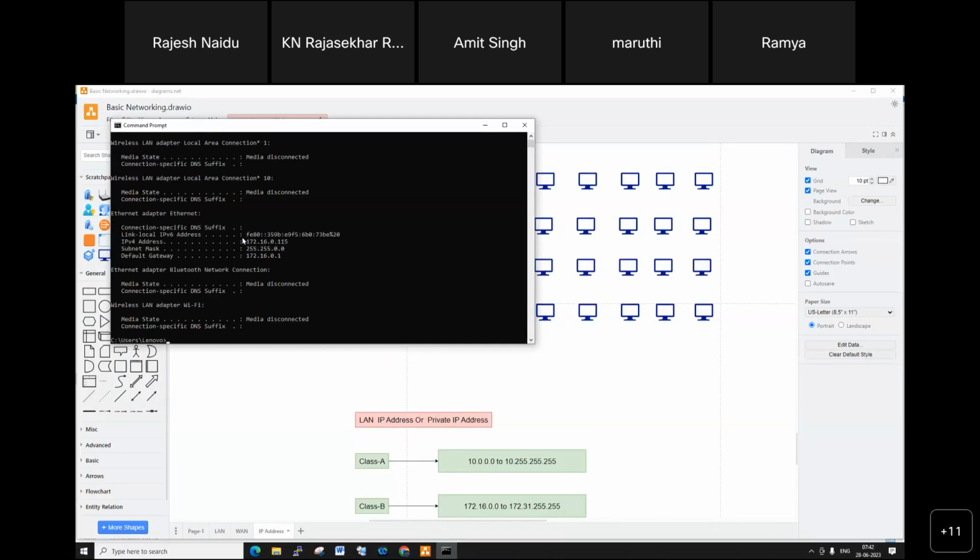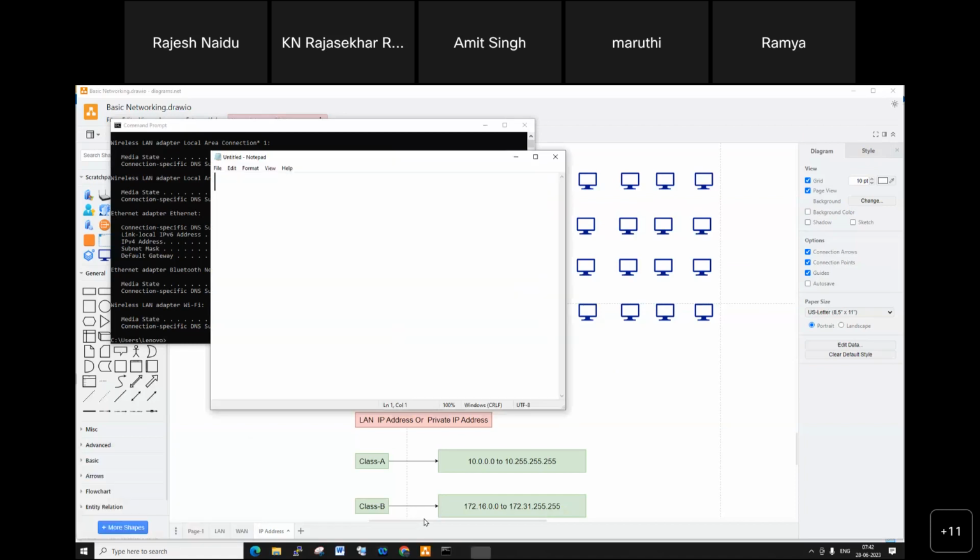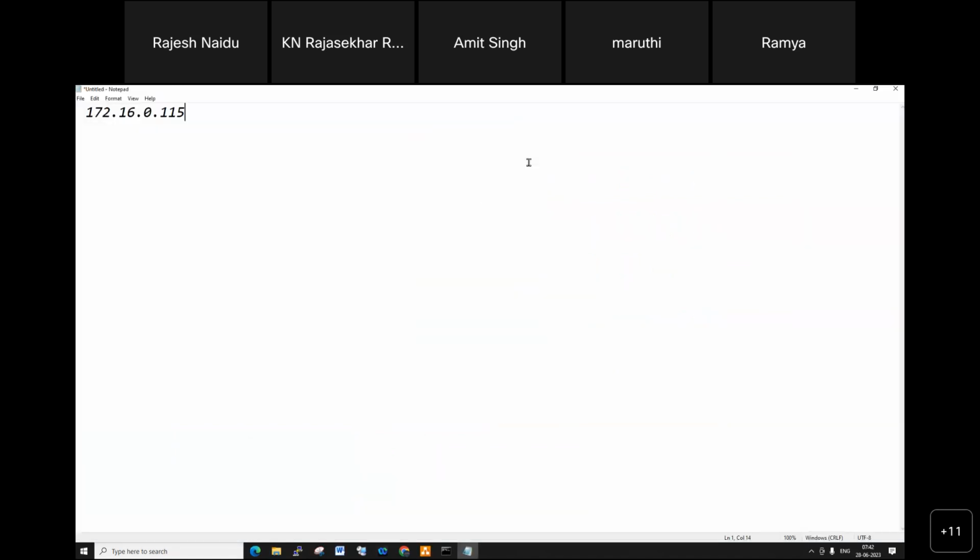Can you please post this IP address in the chat box? This is my IP address. Everybody can go to Command Prompt, type ipconfig, take the IP address and paste it in the chat box, please. I'll give you one minute. At least 16 people are there. I did my job. At least 5 to 10 people, can you do this? You can start, please.